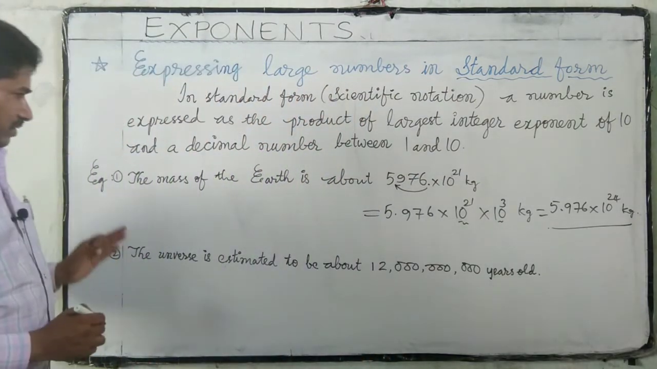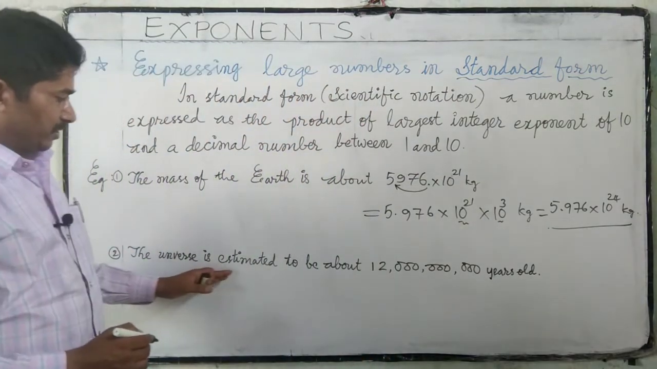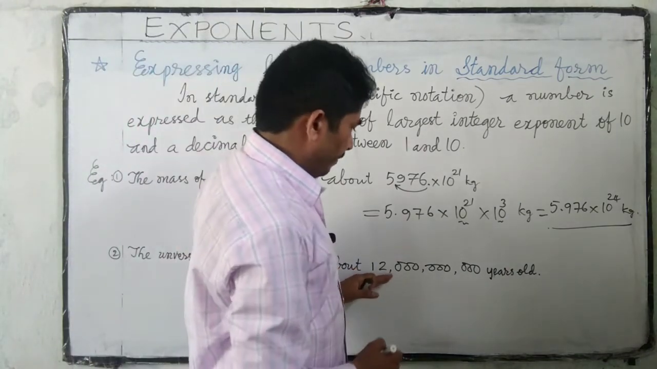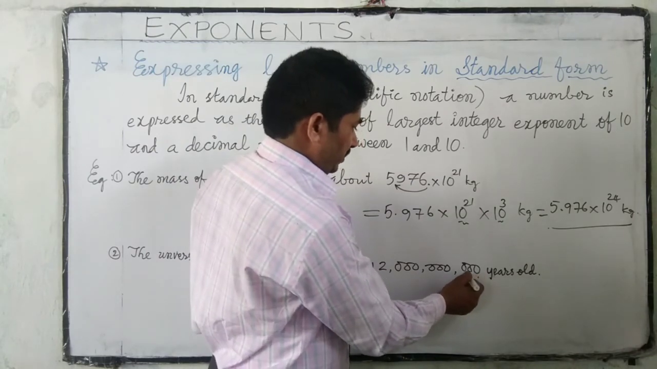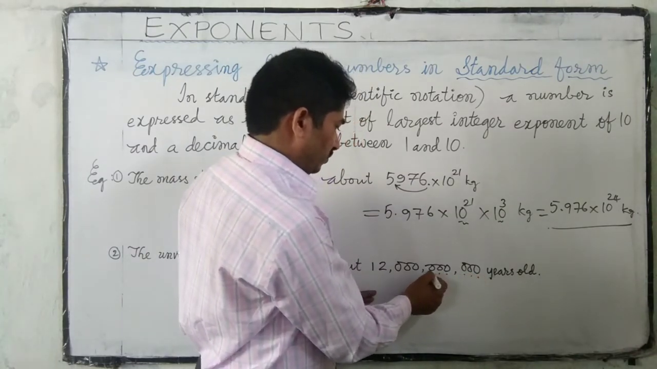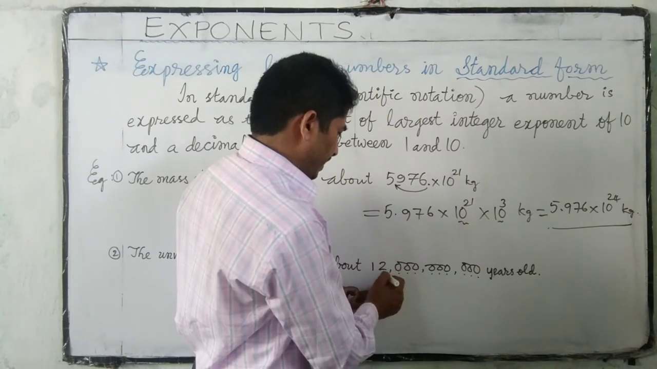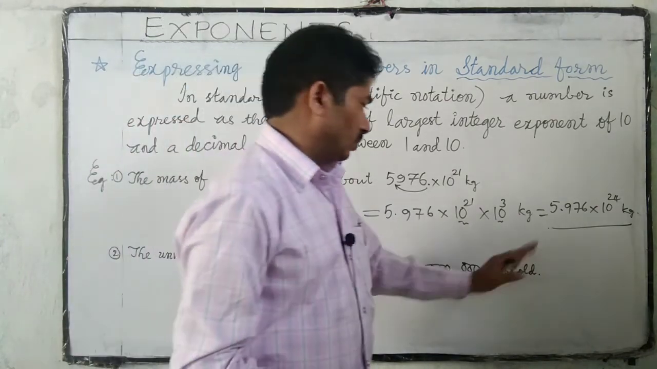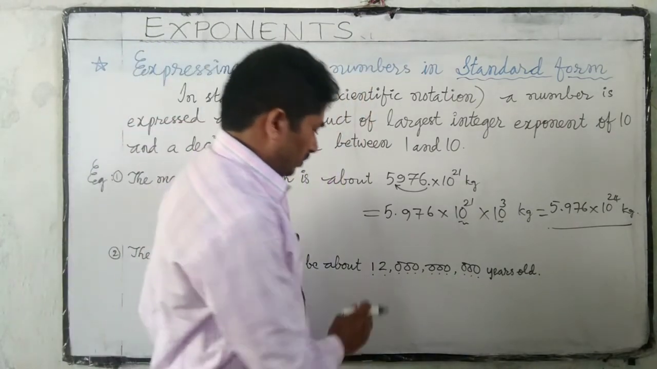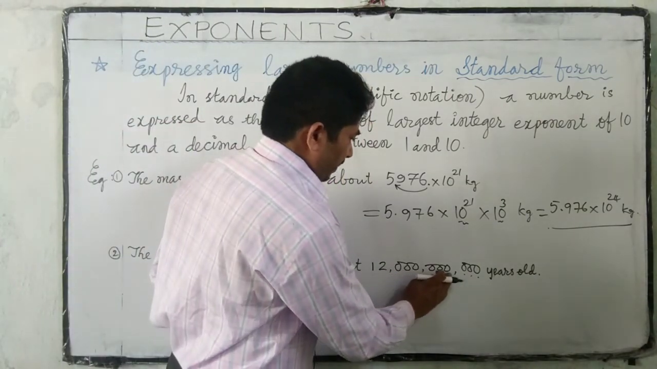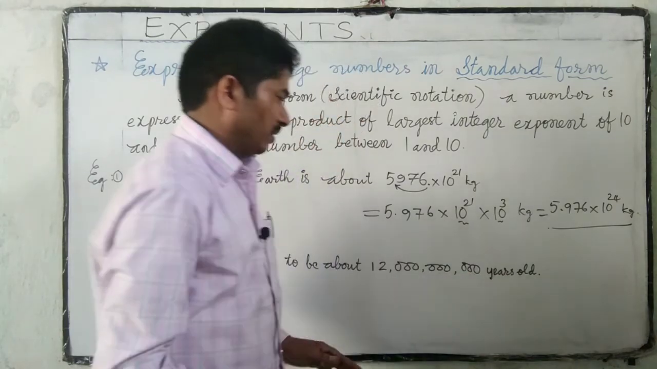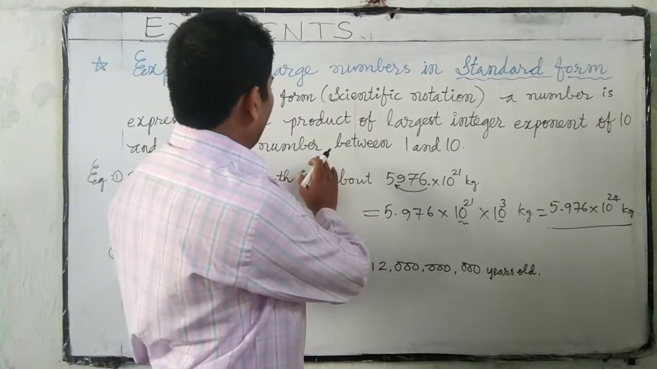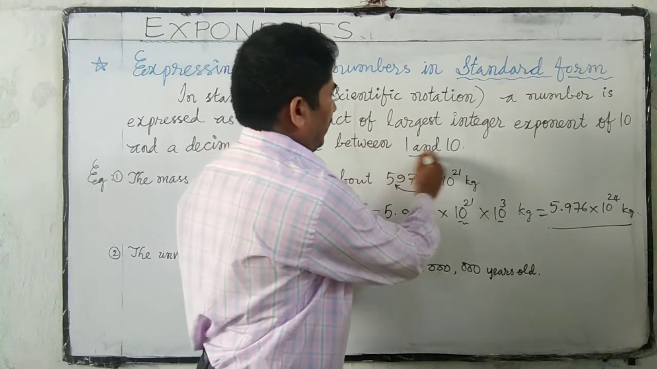Next, second example. The universe is estimated to be about 12 billion years old. Ones, tens, hundreds, thousand, 10,000, 100,000, million, 10 million, 100 million, billion, 10 billion. So 12 billion years old. So this is the largest number. So we have to keep this as a decimal number between 1 and 10.